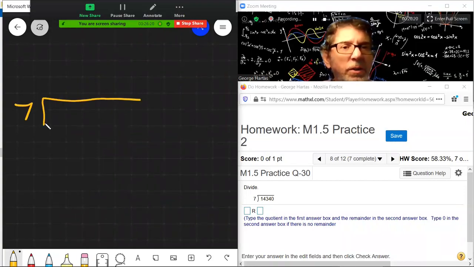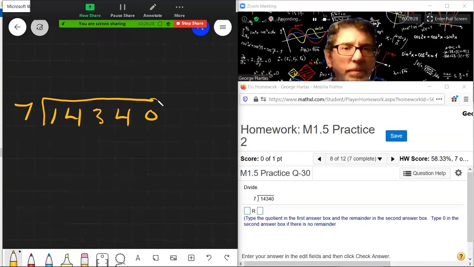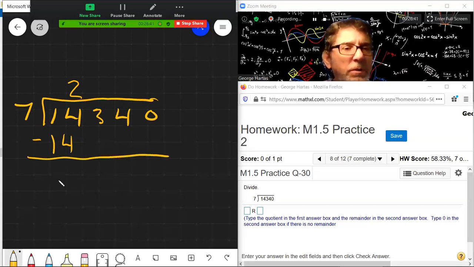Seven divided into 14,340. 7 divides into 14 exactly 2 times. 2 times 7 is 14. Subtract. Remainder is 0. I'll leave it blank since it's going to be a leading 0. I'm going to bring down the next digit, 3.